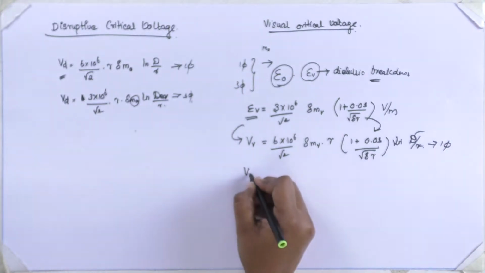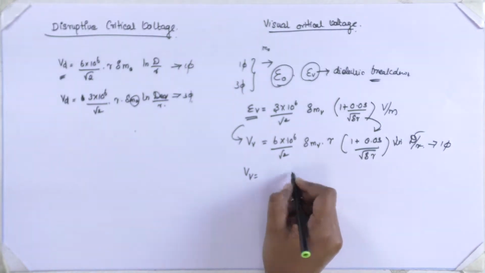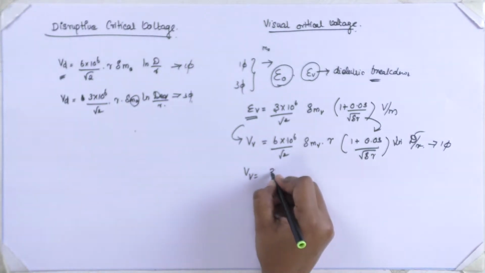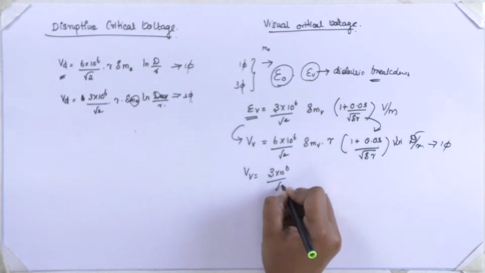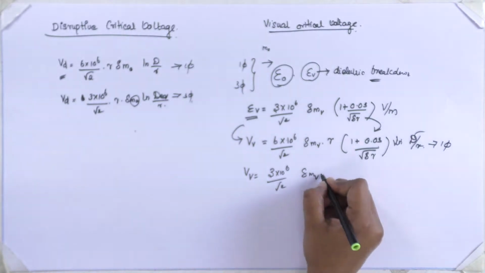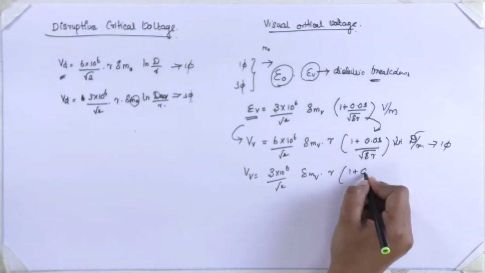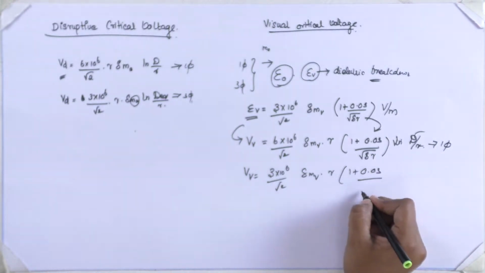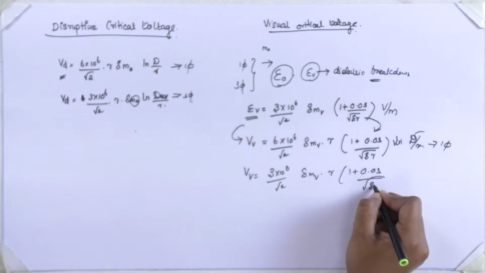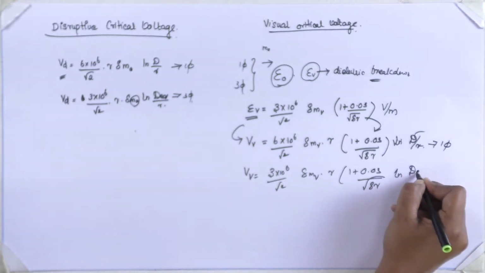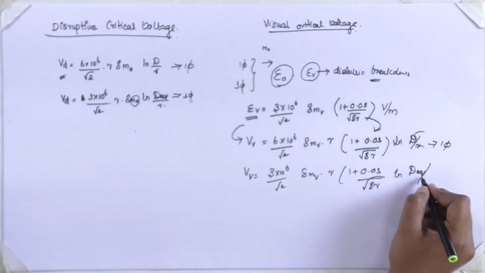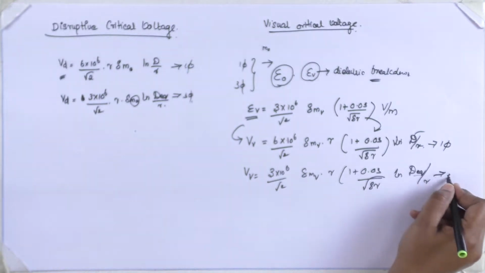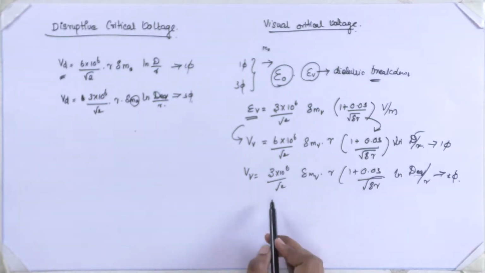When we are going for the three phase, the only parameter that is going to change is q by 2 pi epsilon naught. So 2 will get cancelled. So the value will be 3 into 10 to the power 6 divided by root 2, into delta into surface factor into radius of the conductor, into the visual critical constant 1 plus 0.03 divided by root of delta r, into ln. Here it is D equivalent, which has 3 conductors. So D equivalent divided by r. So this is the visual critical voltage value for the single phase and three phase.